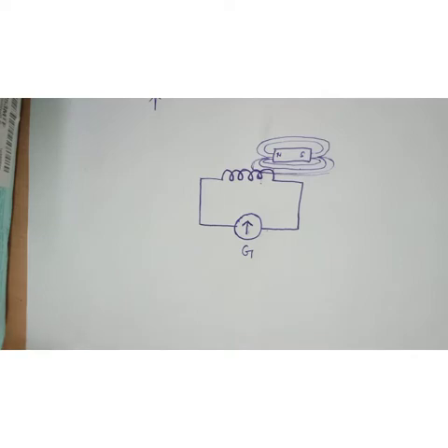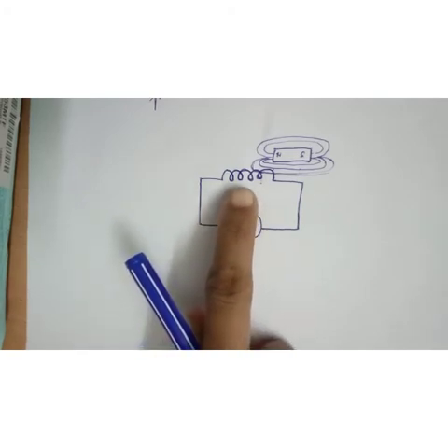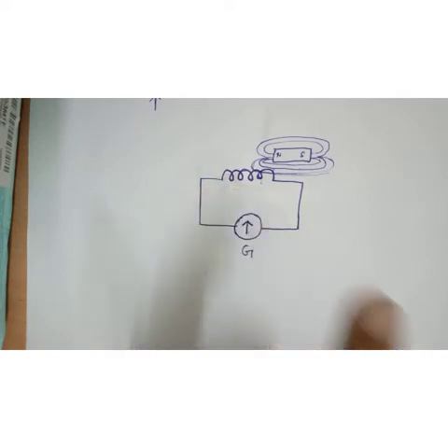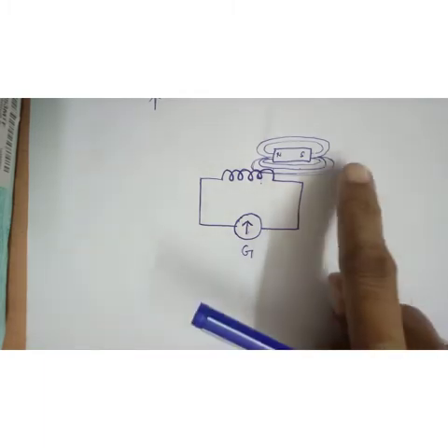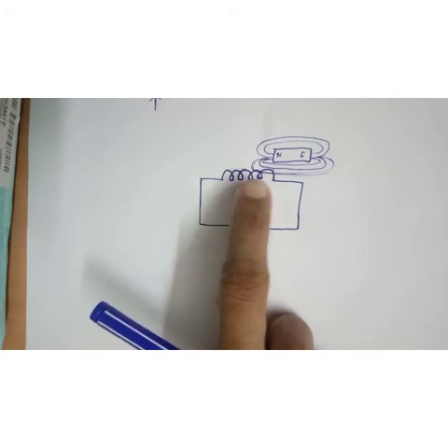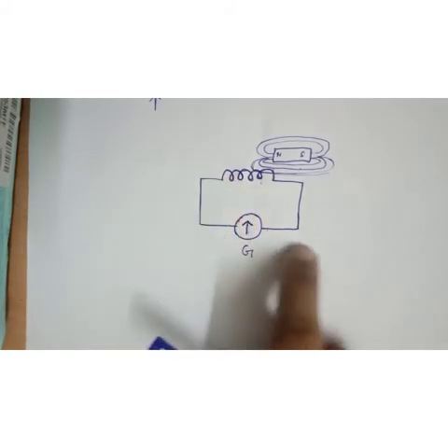So what did he learn? What did he get to know? He got to know that when a piece of magnet was brought closer to a piece of conductor, current started to flow through it. So this is known as electromagnetic induction. When a piece of magnet was brought closer to the conductor, or when the magnetic lines of force interacted with the conductor, electricity started flowing through the conductor.